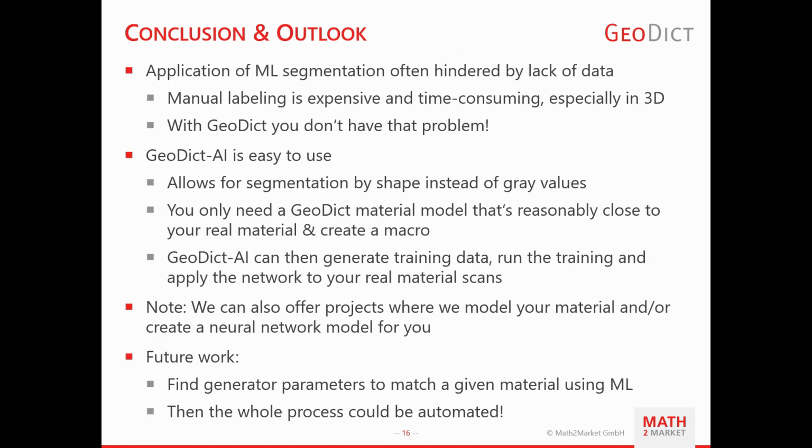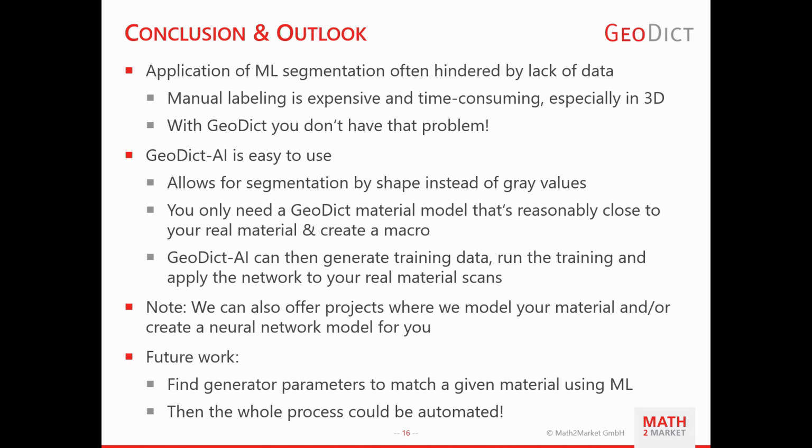In conclusion, I've demonstrated how you can use the new Geodict AI module in Geodict 2021 to train your own custom neural network-based segmentation models. And I've shown how by using the structure generators in Geodict you can totally avoid the problem that often plagues machine learning-based segmentation approaches, namely the lack of labeled data, because manual labeling is expensive and time-consuming, especially in 3D. But with Geodict you can generate an arbitrary amount of synthetic training data, so you don't have that problem at all.